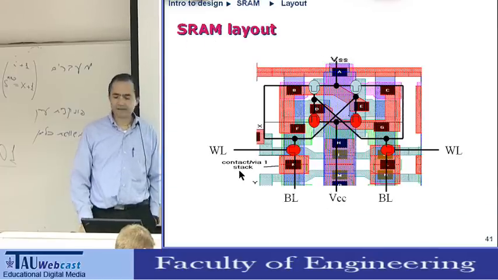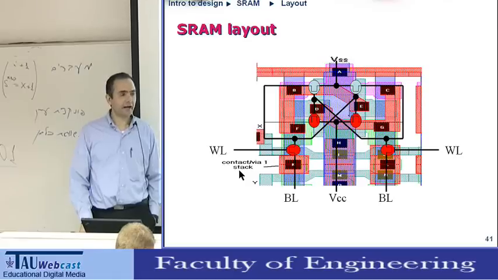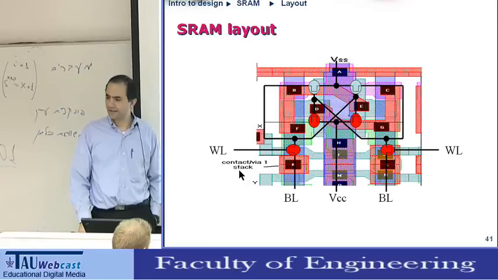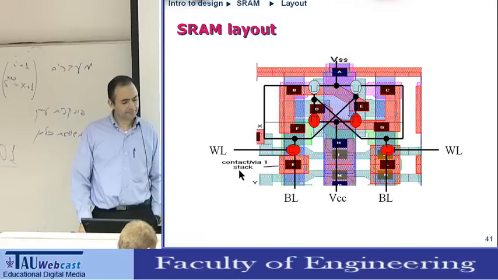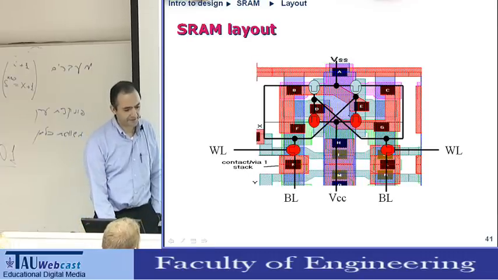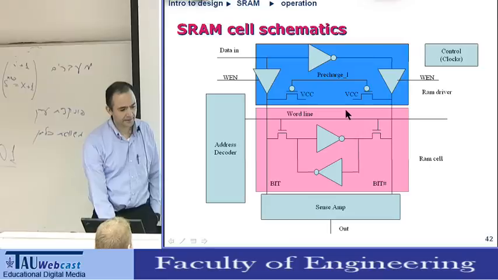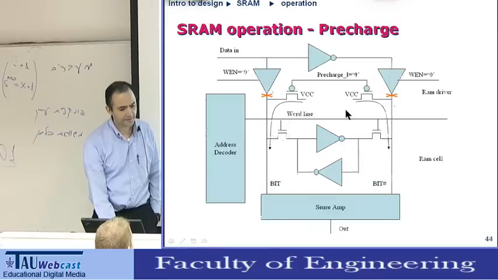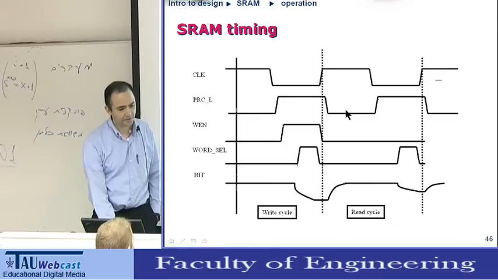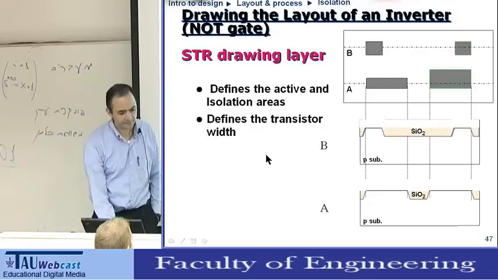This is a more complex layout of an SRAM. I will not get into all the details. But we can see here that we have 6 transistors. 1, 2, 3, 4, 5, 6. The pull up and pull down and the memory element. Okay, I will skip how this operates and the timing elements.